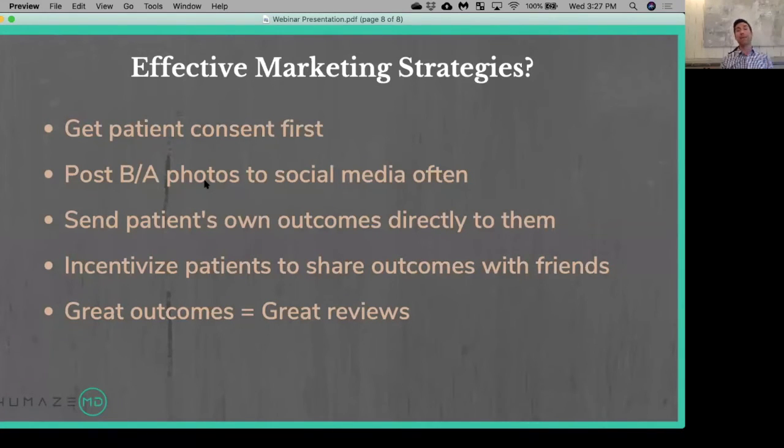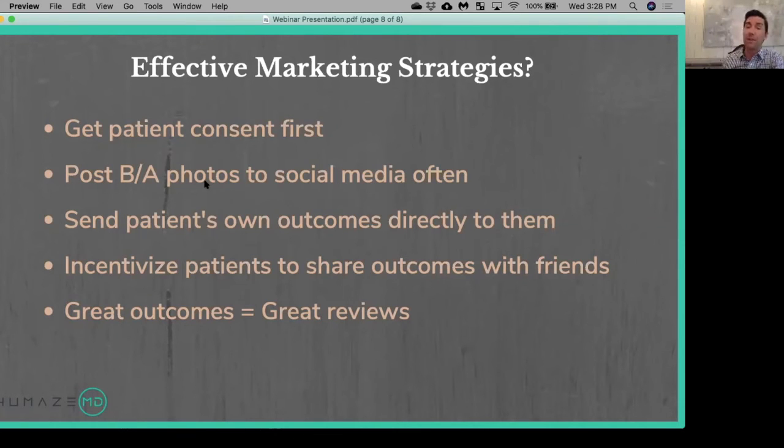But then incentivizing them as well. Hey, if you let us share your before and after photos on our website, we'll give you a free treatment or a free product, something like that, to get them engaged. And then obviously posting before and after photos to social media often. We touched on that before. And then the next thing, which a lot of people don't think about, is send the patient's own outcomes directly to them. Within our app, you can take that patient's before and after photos that are tagged and watermarked and branded with the practice name, and text, email or AirDrop them directly to the patient.